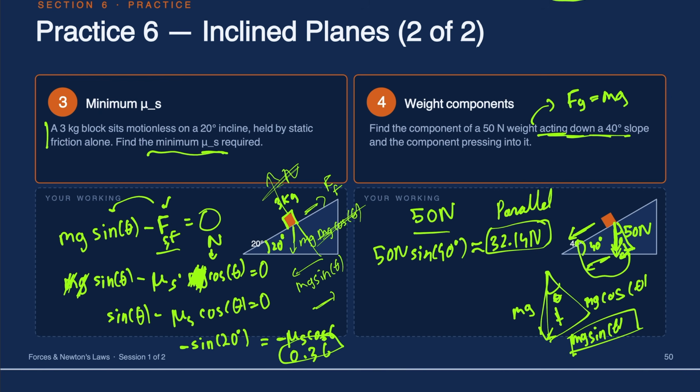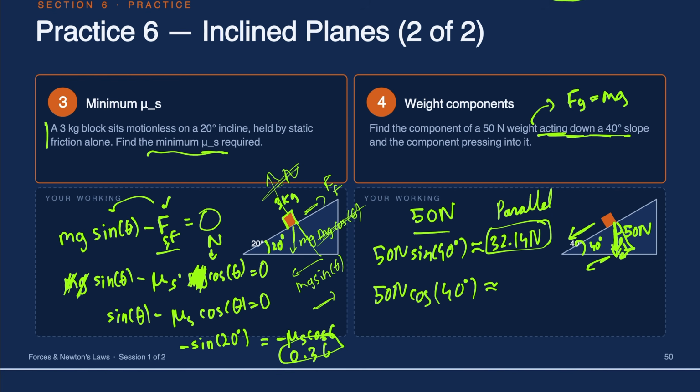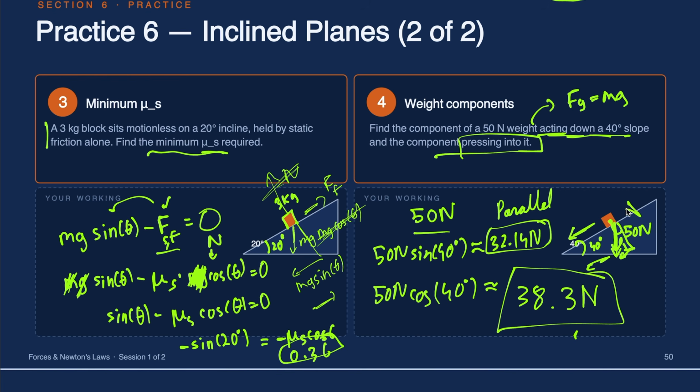Perpendicular is 50 newtons cosine 40 degrees. Okay, because that's going to match up the normal force and it's going to be the adjacent side. So this is 50 times cosine 40, or 38.3 newtons. And this is going to be the component pressing into it, because that's the component pressing into the slope, right? The ramp, right? And that's all I have for inclined planes.